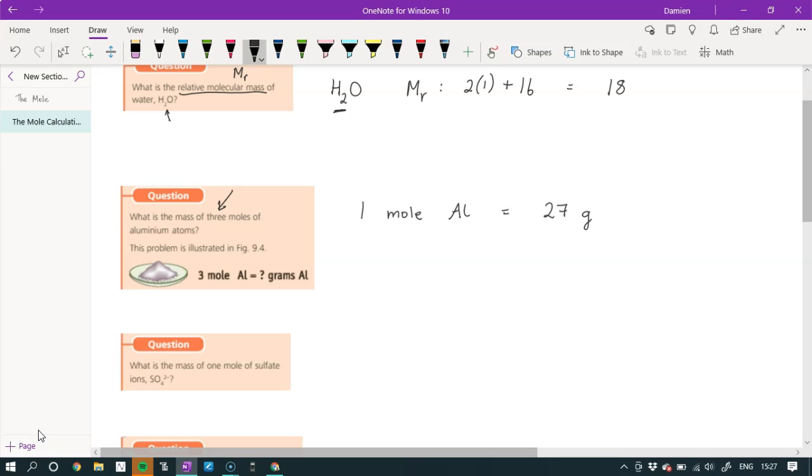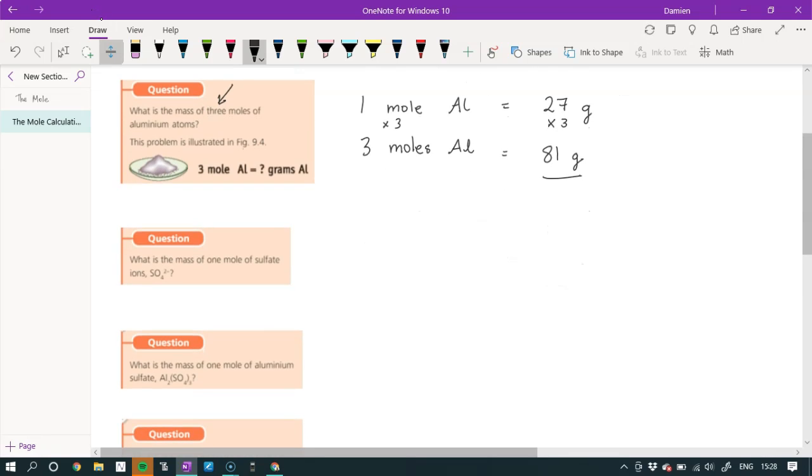If 1 mole of aluminium is 27 grams, well, then it's easy to figure out 3 moles of aluminium. All you've got to do is multiply 1 mole by 3 to get 3 moles, but you also have to multiply this by 3 to keep the equation balanced. So that's going to give us a total of 81 grams. So 3 moles of aluminium is 81 grams, and that's your final answer.